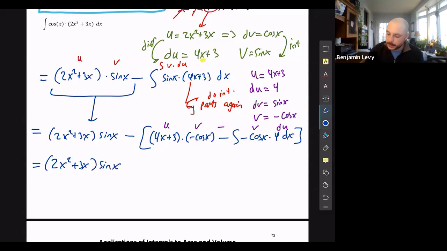Okay, this is where it gets a little confusing. I'm going to distribute this negative sign. So it's going to make this thing positive, and then it's going to make this thing negative. So it's going to look like this. Let me know if this looks okay.